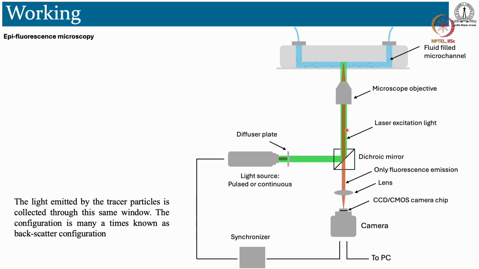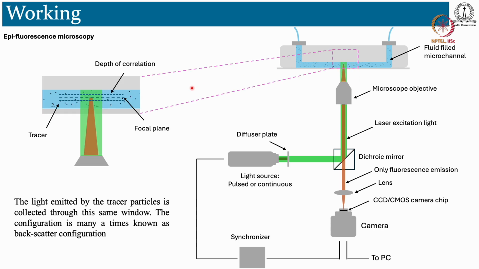Now another interesting thing is that if we zoom in at this region, you find a focal plane, but we are actually illuminating a volume. So there is something known as the depth of correlation. We will be discussing a bit more about it in future slides, but to give a brief idea, within this depth, the particles which are illuminated contribute significantly to the correlation peak, and beyond that we neglect the particle illumination and ignore the signatures coming from the particles.